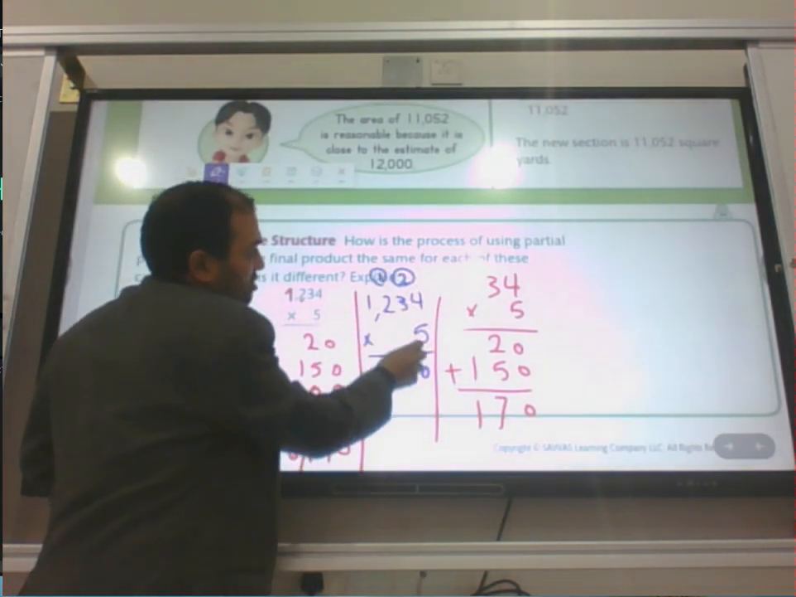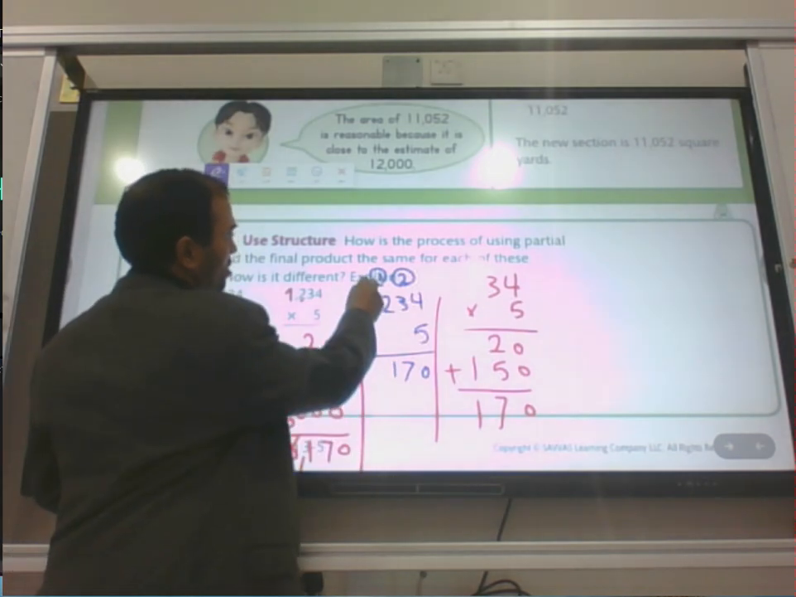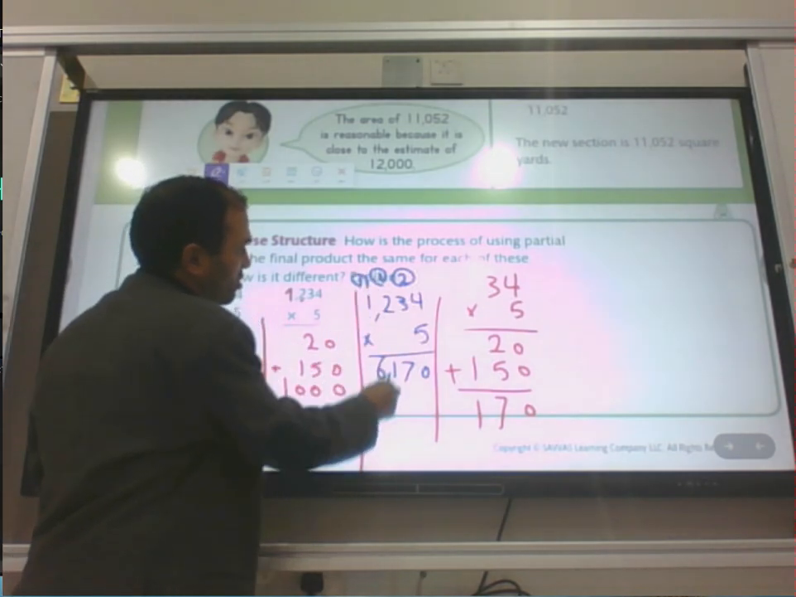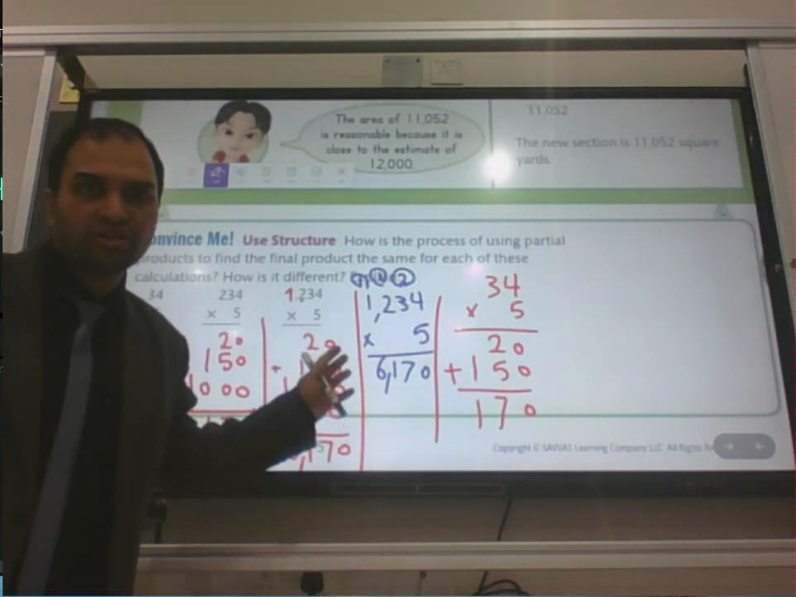And then 2 times 5 equals 10. 10 plus 1 equals 11. Right 1 and carry on 1. 1 times 5 is 5. 5 plus 1 equals 6. So you can find the answer in one step like this. The answer will be 6,170.